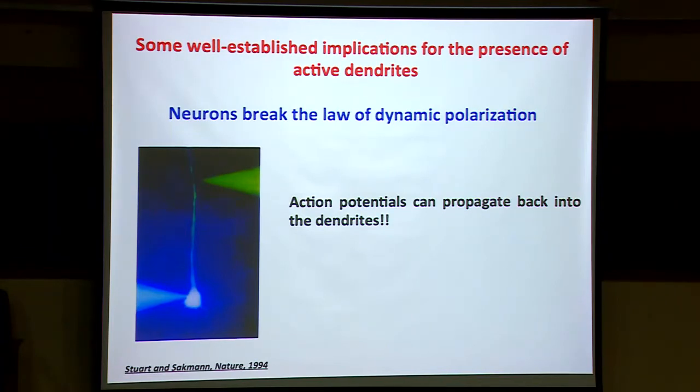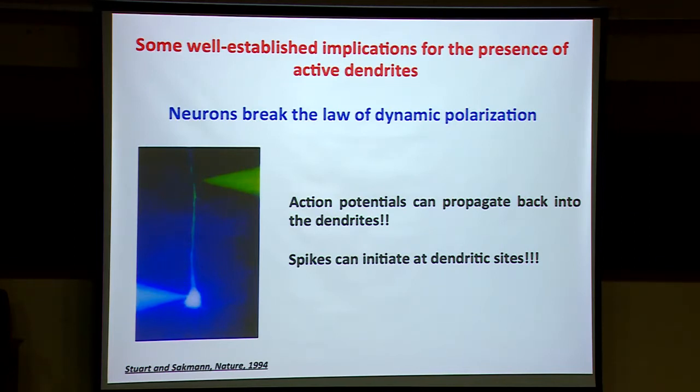Some of the well-established implications for the presence of active dendrites are two. One is that action potentials, which are generated at the cell body, can propagate back into the dendrites. The second is that the cell body is not the only place where you can initiate spikes. Right? So at that point of time, because of the law of dynamic polarization, we assumed that information is going to flow from here into the cell body, and there is never information flow from the cell body into the dendritic structure. So this particular paper, which is the landmark paper which actually showed that there is backpropagation of action potential into the dendrites, showed for the first time unequivocally that you do have information going back and forth.